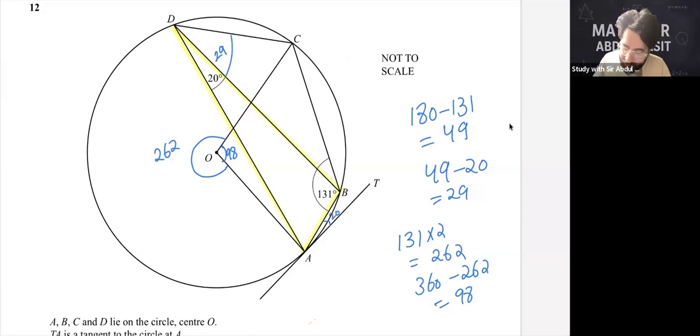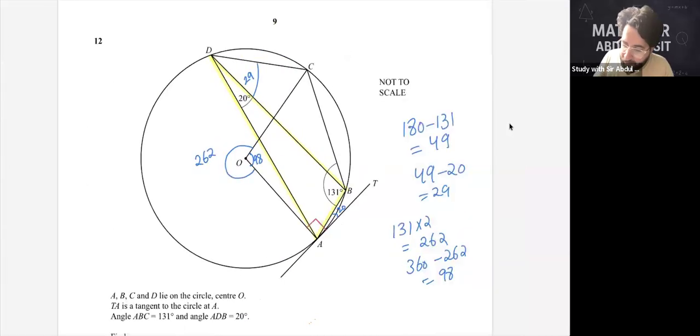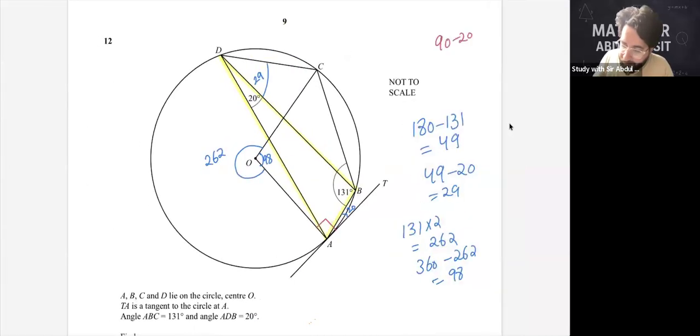So we know that radius and tangent make 90 degrees. Yes or no? Radius और tangent 90 बनाता है. Yes or no? So if we subtract 20 from 90, 90 minus 20 is equal to 70 degrees.